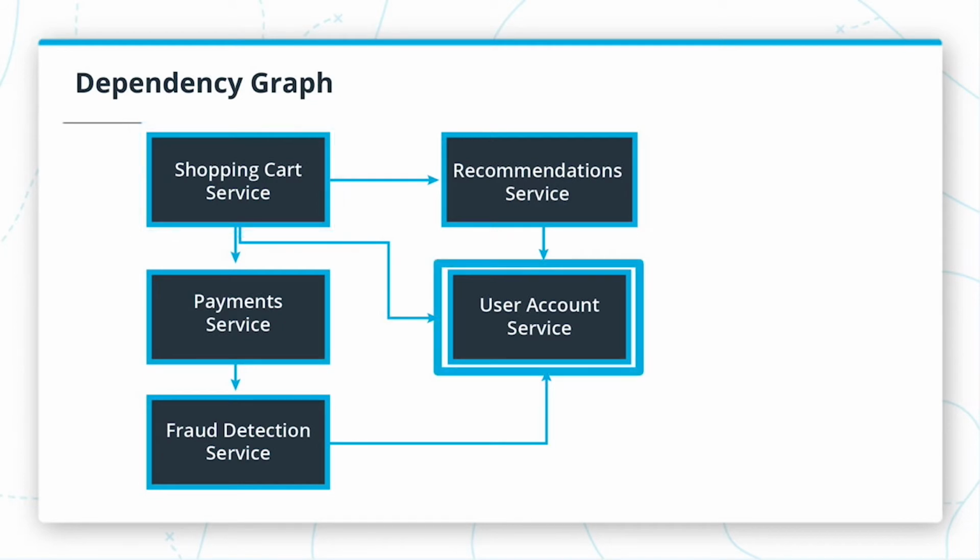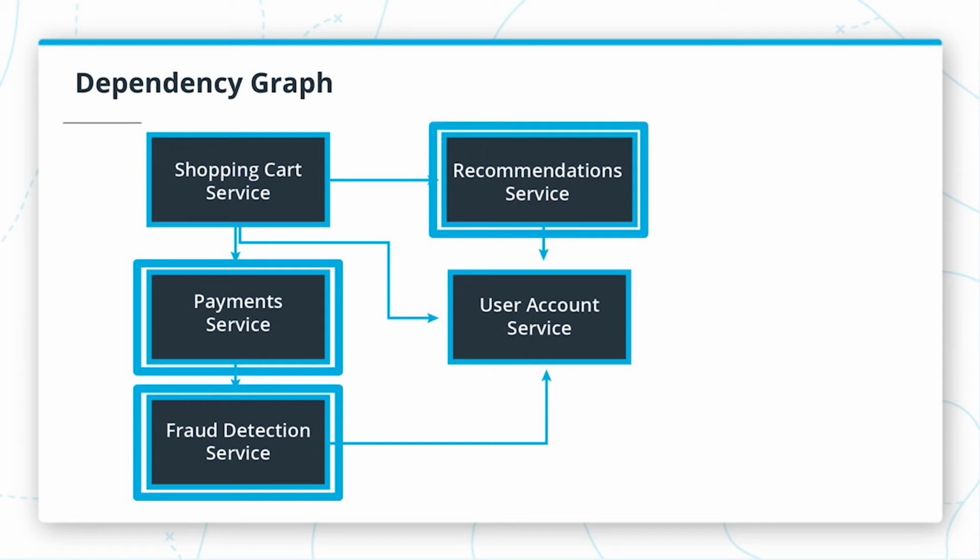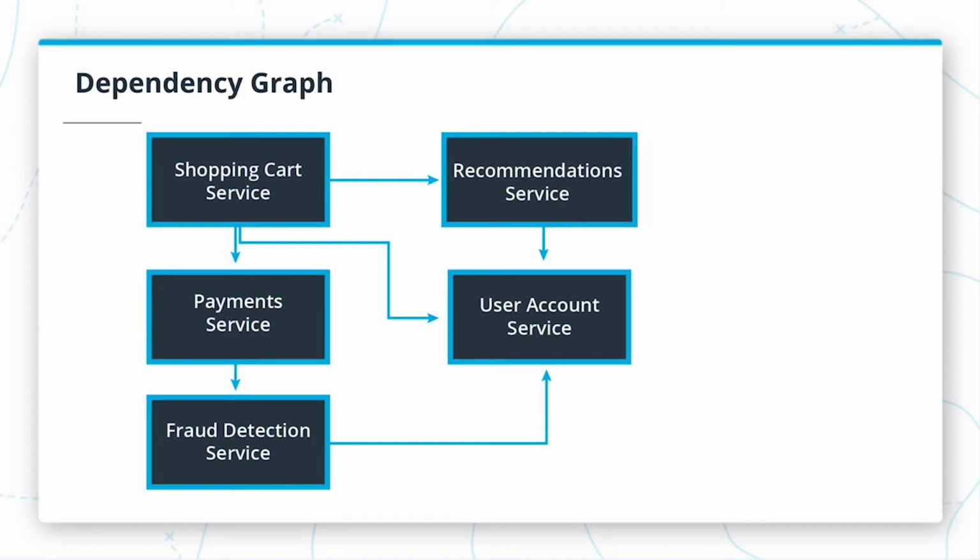The user account service has the most dependencies, with 3 services relying on it. Refactoring it first would be the most risky. Looking at our other services, the recommendation service, payment service, and fraud detection service all have 1 dependency. This is to illustrate that a dependency graph is one way to help us visualize and make an informed decision.